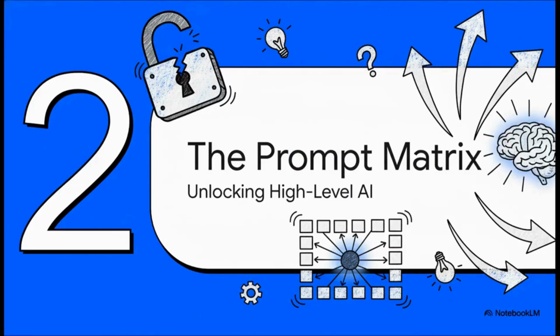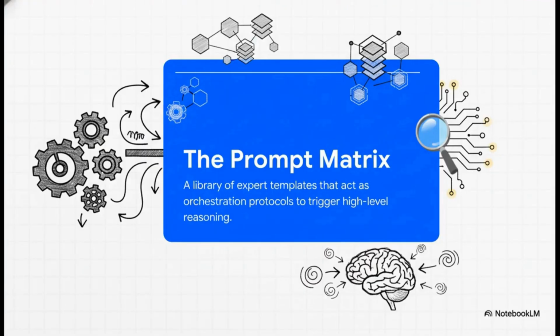So, how do we fix this? How do we get past the fluff and tap into that high-level reasoning we know is in there? Well, the answer is a system, a framework called the prompt matrix. Now listen to the language here because this is important. These aren't just simple templates, they're orchestration protocols. Think about that. You're not just making a request. You're giving the AI a complex set of instructions, a whole system of thought designed to trigger a very specific, high-level way of thinking.